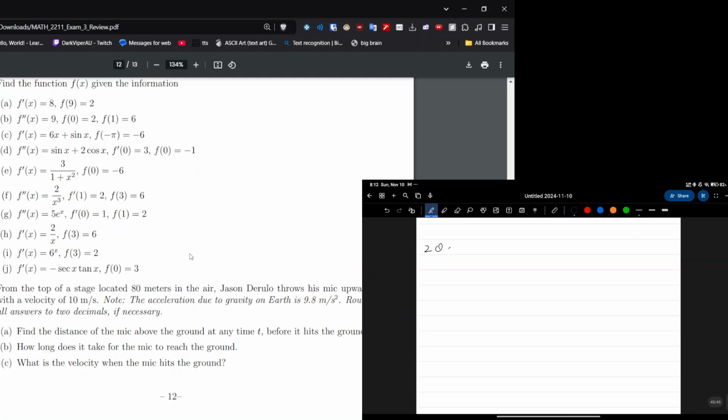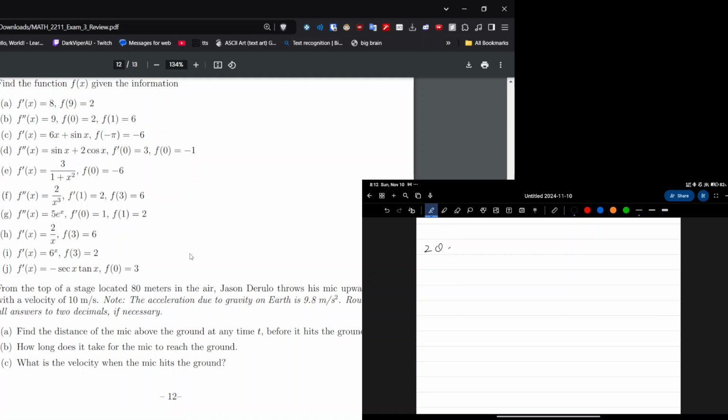Alright. Now, from the top of a stage located 80 meters in the air. Whoa, they're high up. Jason, I don't know how to say that last word, Derulo, yeah, throws his mic upward with a velocity of 10 meters per second.